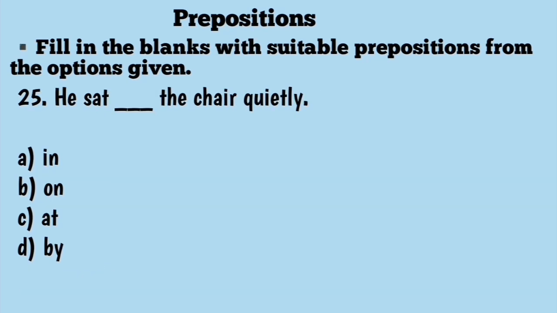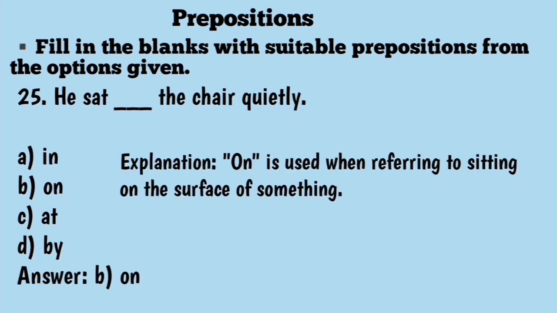Next, he sat dash the chair quietly. Option A in, option B on, option C at, option D by. Answer is option B on. On is used when referring to sitting on the surface of something.